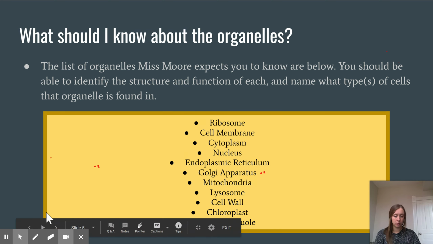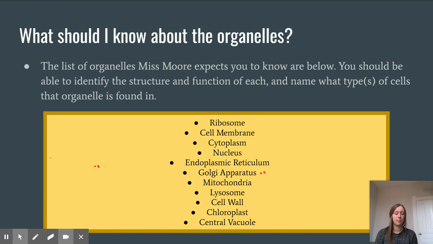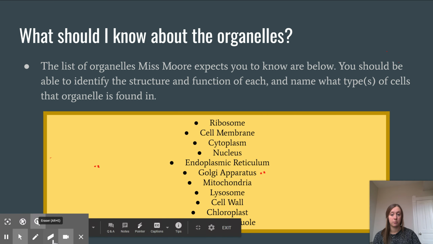So for example, let's say mitochondria. You should be able to tell me the mitochondria looks like a hot dog with ketchup on it. And you'll see that in a little bit. The mitochondria makes ATP for the cell. The mitochondria is found in both plant and animal cells, but it is not found in prokaryotes. So for each of these organelles, that is what you should be able to do for upcoming assessments and assignments.